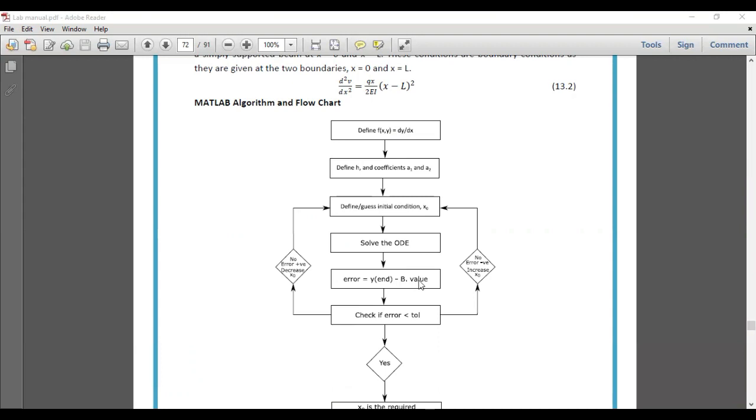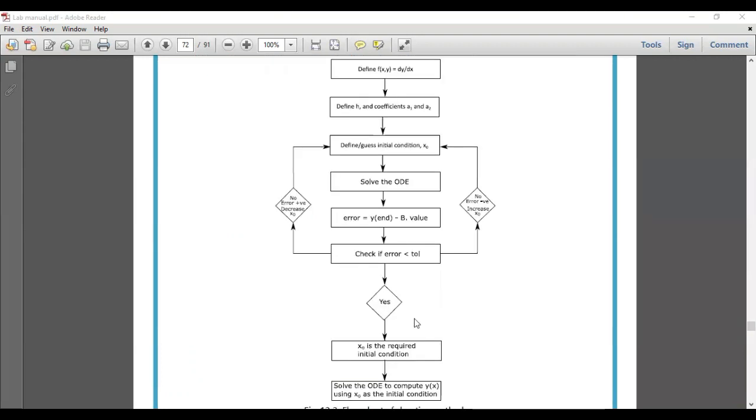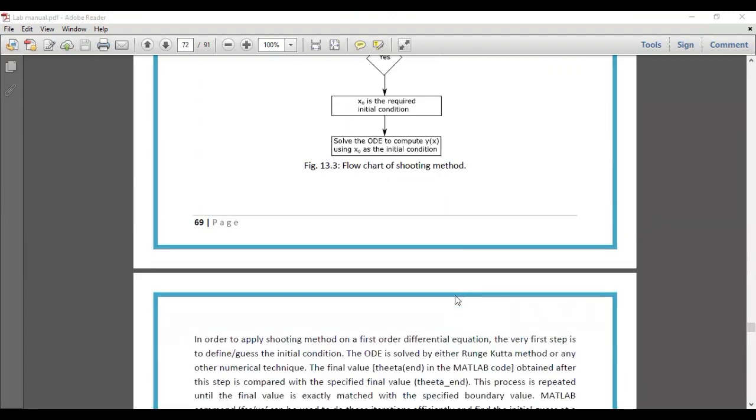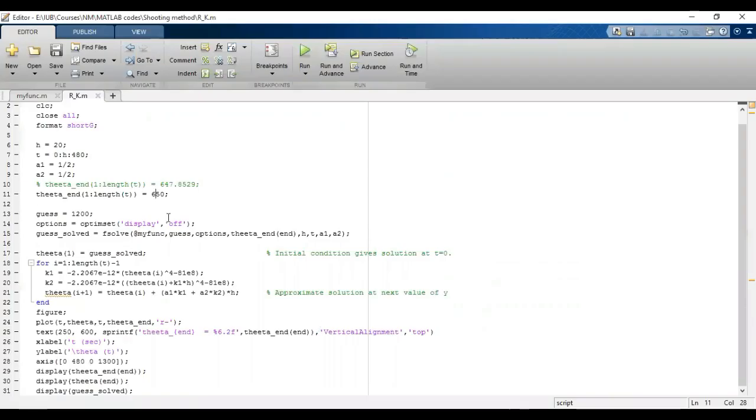But if they are close enough such that their difference is smaller than the tolerance, then we can say that x naught is the required initial condition. So this is a hit and trial method, and we use the initial guess first, and then we solve this differential equation repeatedly by adjusting the initial condition. And when we see that our final value is equal to the boundary value, then that initial condition will be finalized and the whole differential equation will be solved.